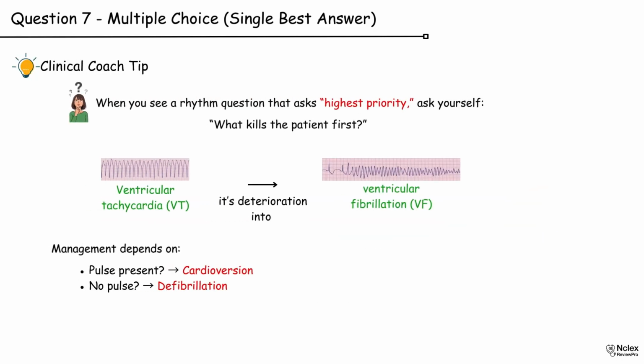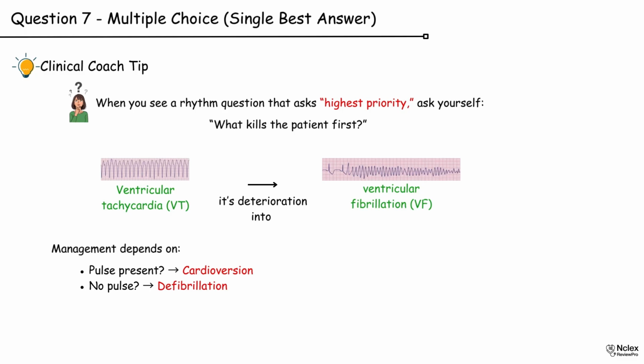Now, here's the clinical coaching point. When you read a rhythm question and see the phrase highest priority concern, stop and ask yourself one thing. What kills the patient first? With ventricular tachycardia, the danger is not just the current rhythm. It is what the rhythm can become.